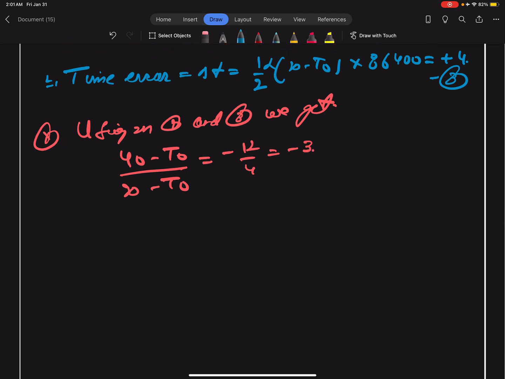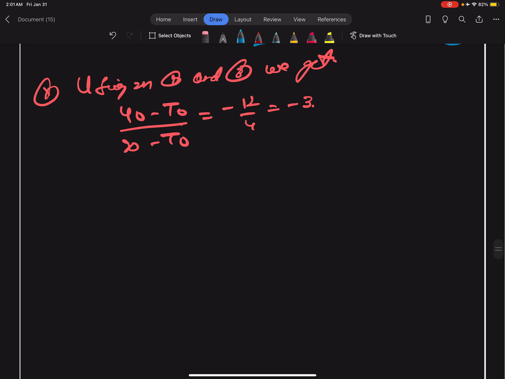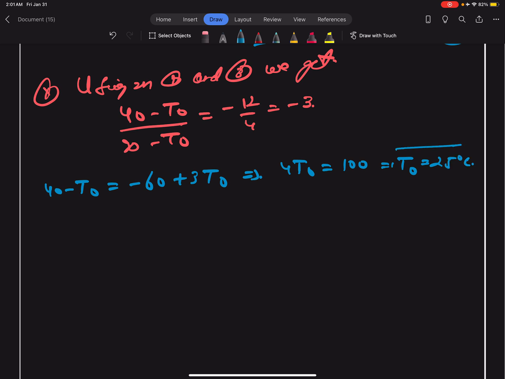And now it is simple calculations. So we can write this as 40 minus T naught will be equal to minus 60 plus 3 times T naught, and this gives us 4 T naught is equal to 100, and this gives us that T naught will be equal to 25 degrees centigrade. So at this temperature, that is 25 degrees centigrade, we are going to get the correct time.